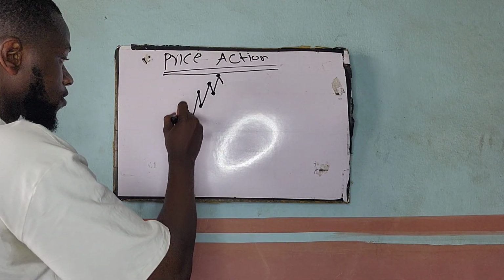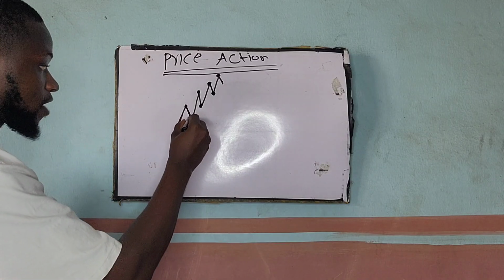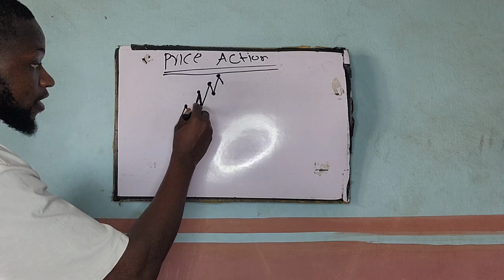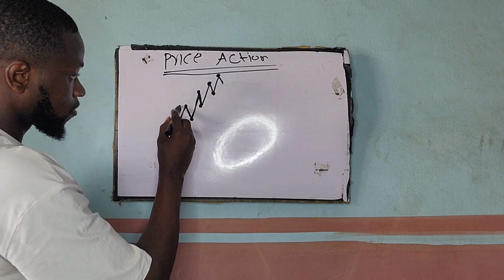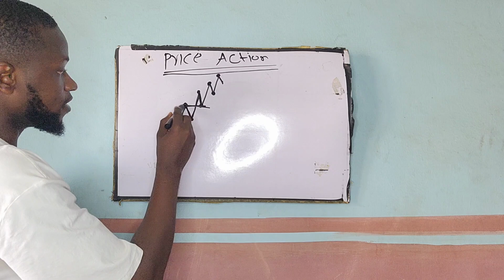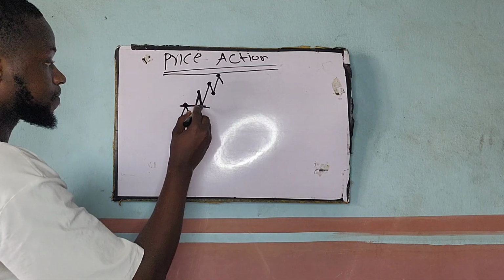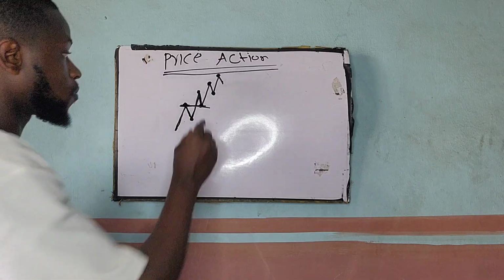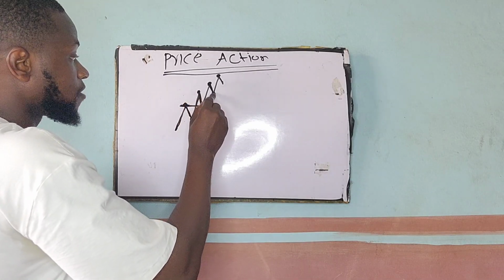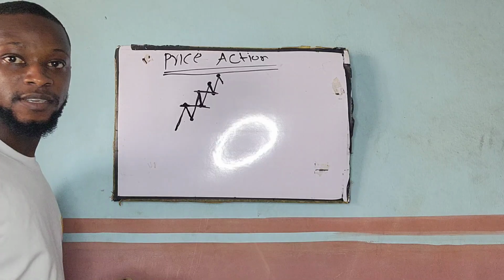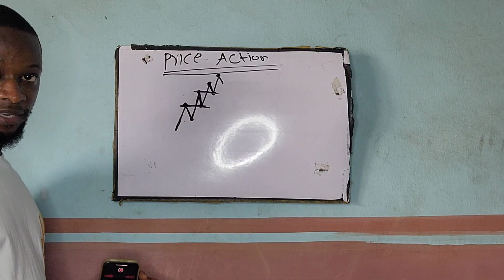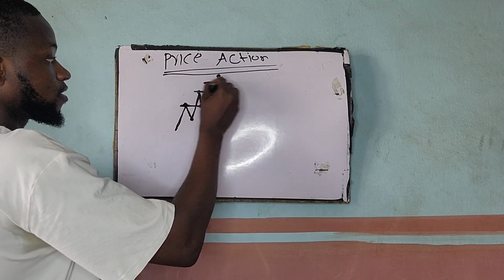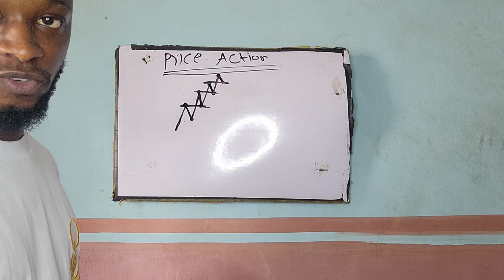The market created this high, but came back. Created another high here, but came back. Even this pullback touched the first high you created here. The market touched this first high, but again went down and came back. It touched this second high. Then the market goes here again, but touched this third line. This is what we call price action, market structure.